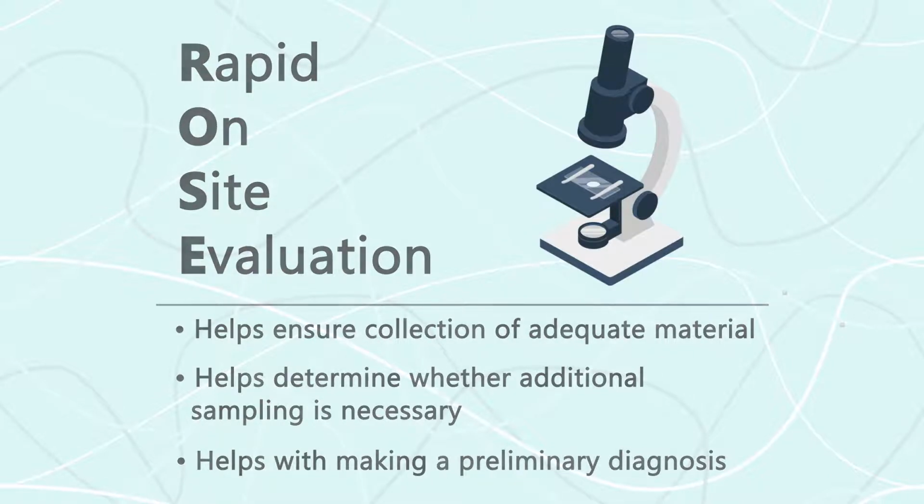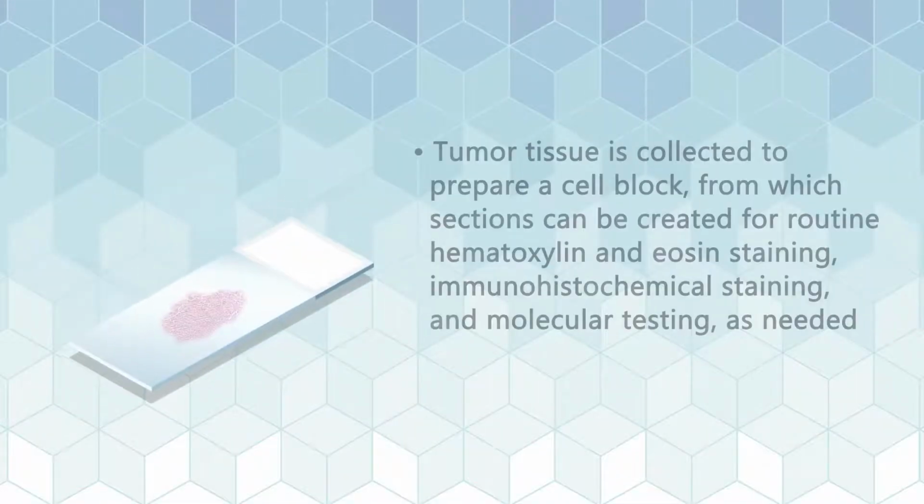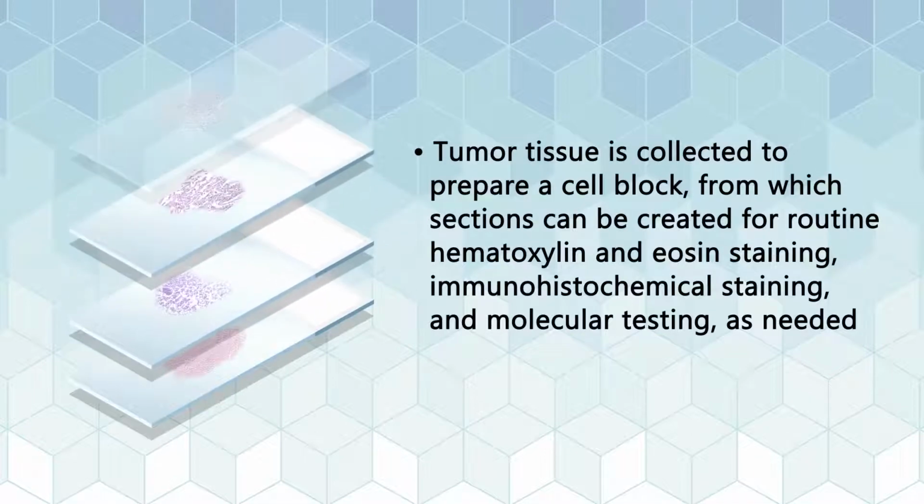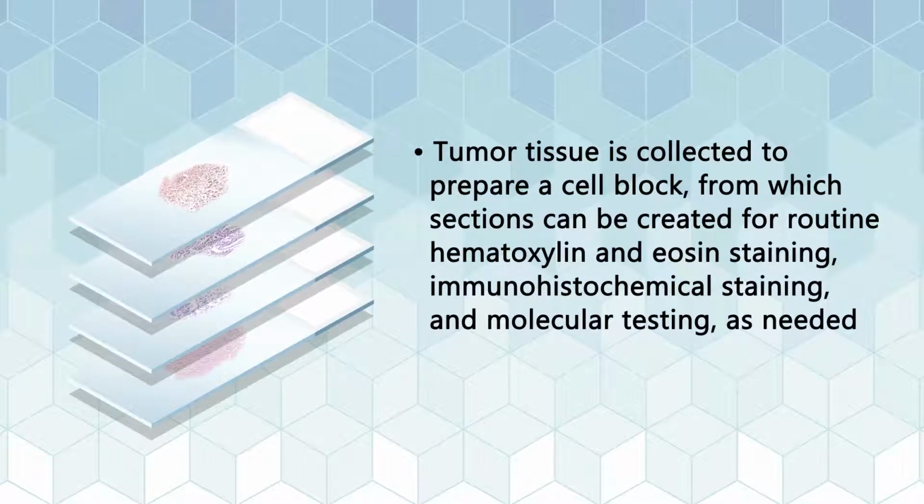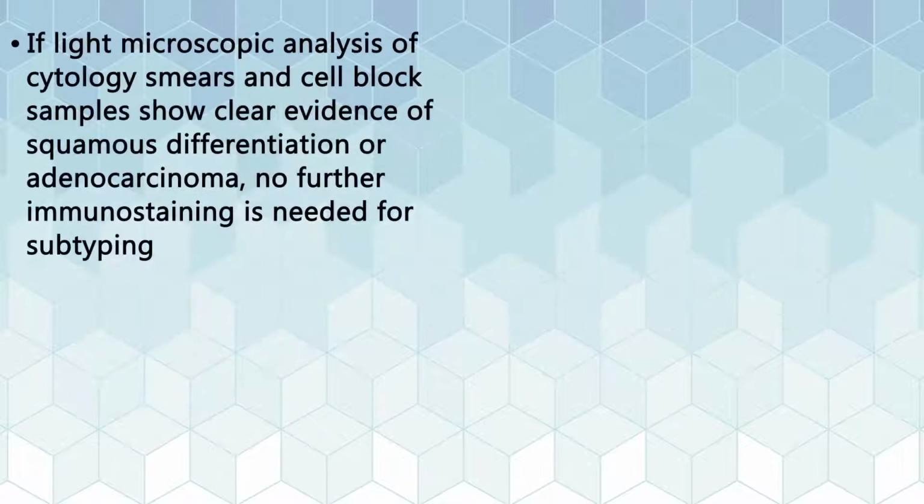Tumor tissue is collected to prepare a cell block, from which sections can be created for routine hematoxylin and eosin staining, immunohistochemical staining, and molecular testing as needed. If light microscopic analysis of cytology smears and cell block samples shows clear evidence of squamous differentiation or adenocarcinoma, no further immunostaining is needed for subtyping.